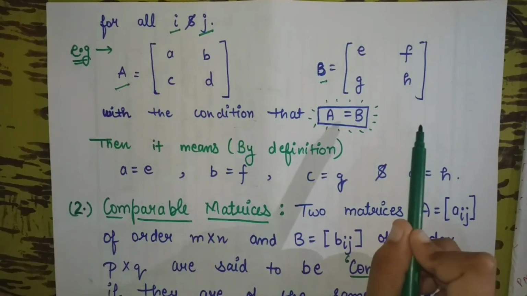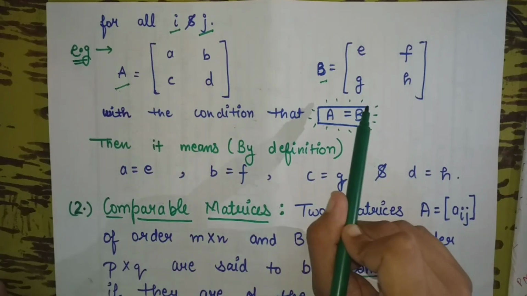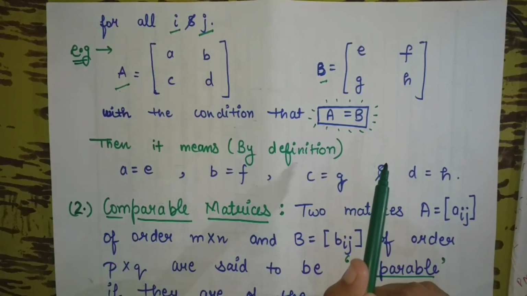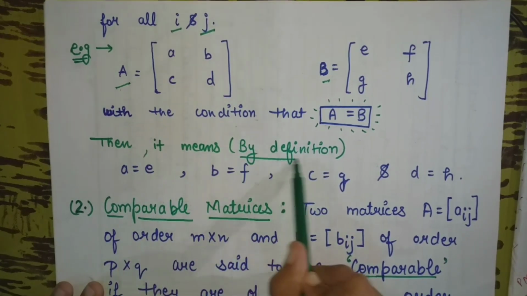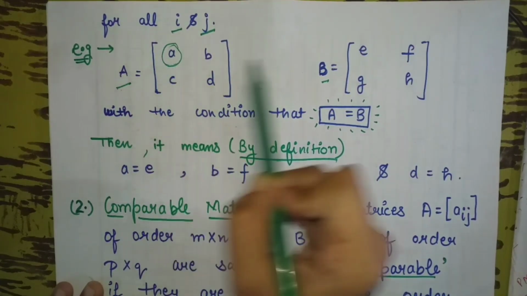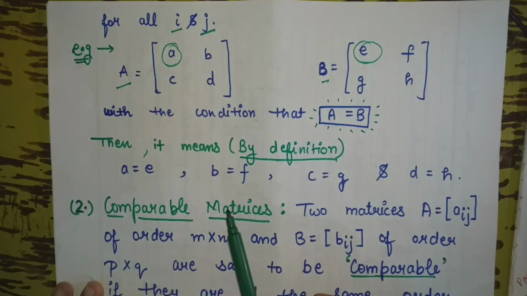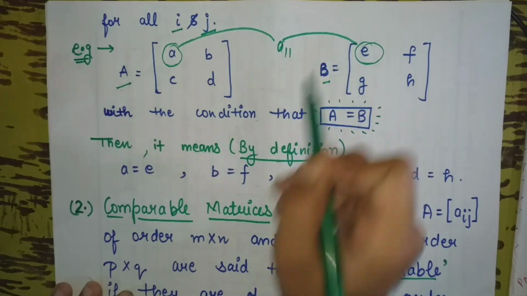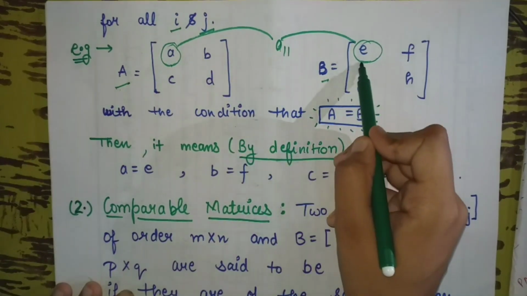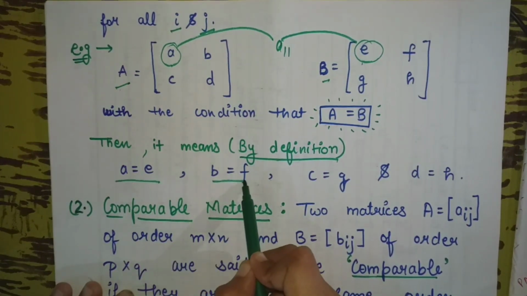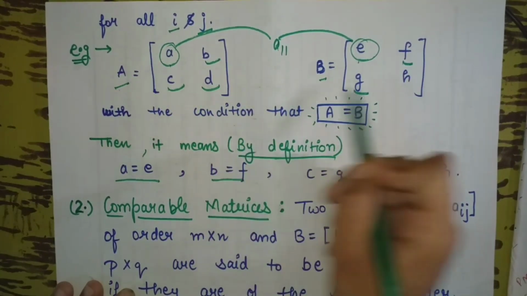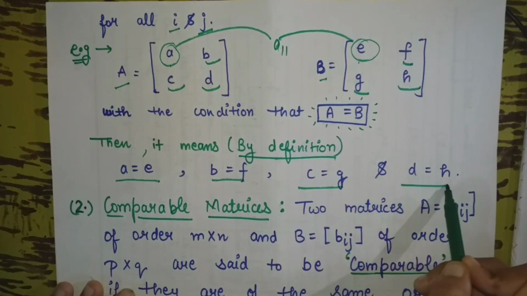Now let's see this example. These are two matrices given with the condition that A equals B. Then it means by definition that corresponding elements of the position A11 are equal. That means A equals E, B equals F, C equals G and D equals H, as we have here.